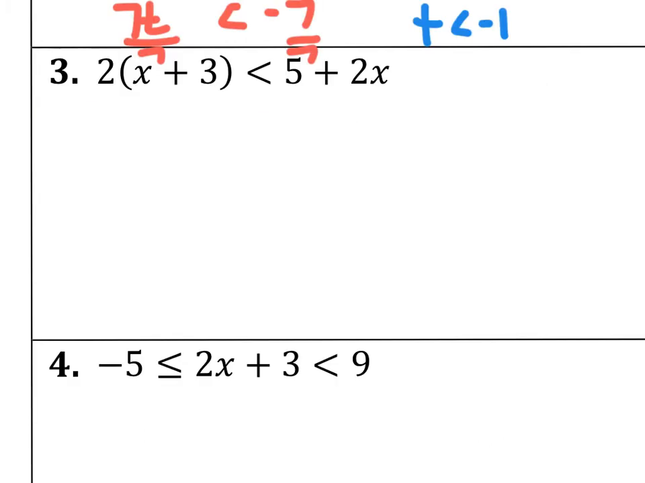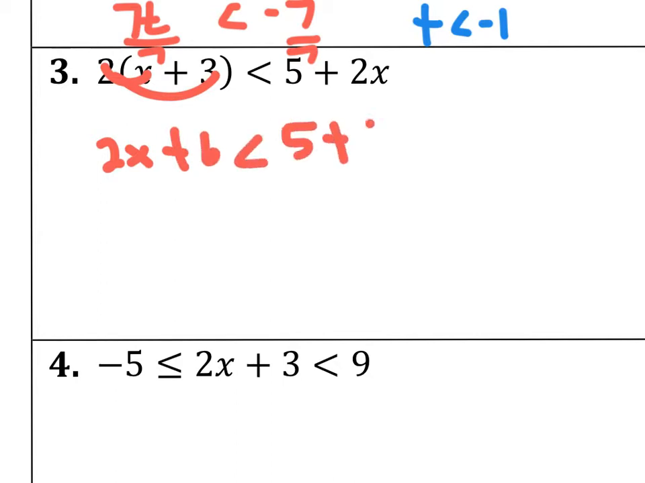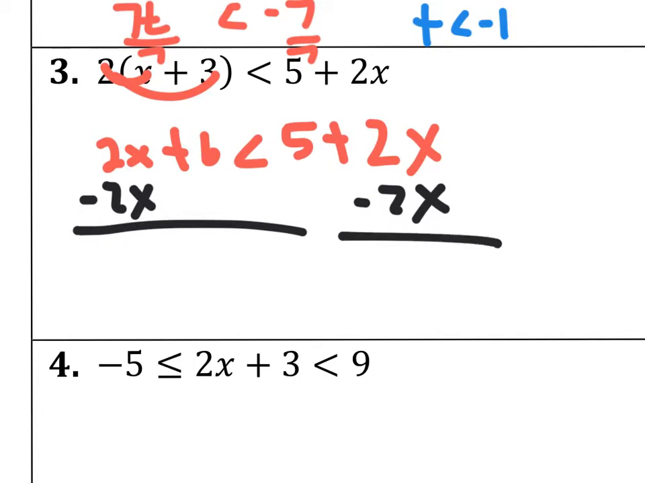Alright, so we're going to distribute the 2. So we get 2x plus 6 is less than 5 plus 2x. And then we would subtract 2x to both sides because we have variables on opposite sides. And then when we subtract, those go away. We're left with 6 less than 5. And now we have the variables cancel out. That's okay. Is 6 less than 5? And the answer to that question is absolutely not.